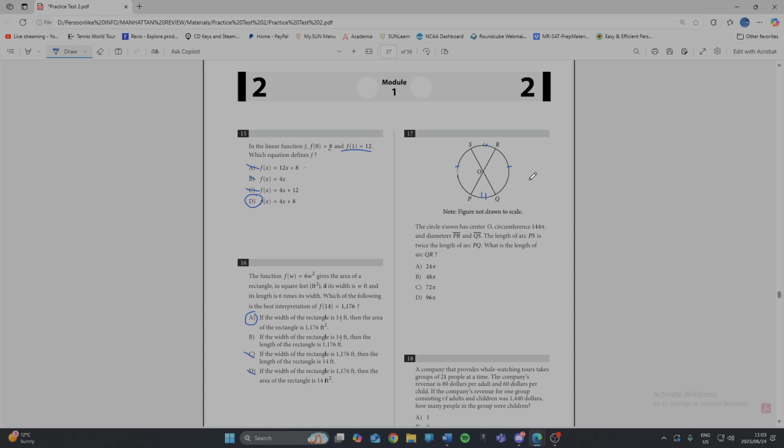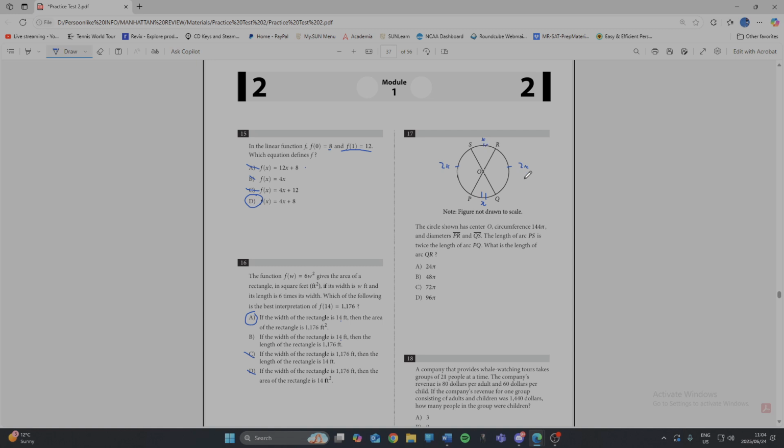Okay, and it says that the total circumference is 144 pi, and it also says that the length of this arc PS is 2 times the length of arc PQ. So if we call this 2x, we know this is x, so then we would also know that this is also x, and this is also 2x. And now it asks what is the length of arc QR.